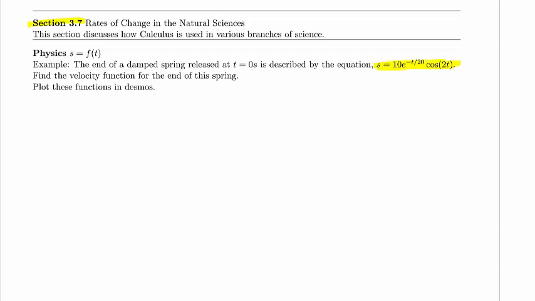Now this term right here is going to be slowing it down. This is the amplitude of the initial pull, but this e term right here, that's what's causing our model's dampening. So let's take a look at this graph in Desmos.